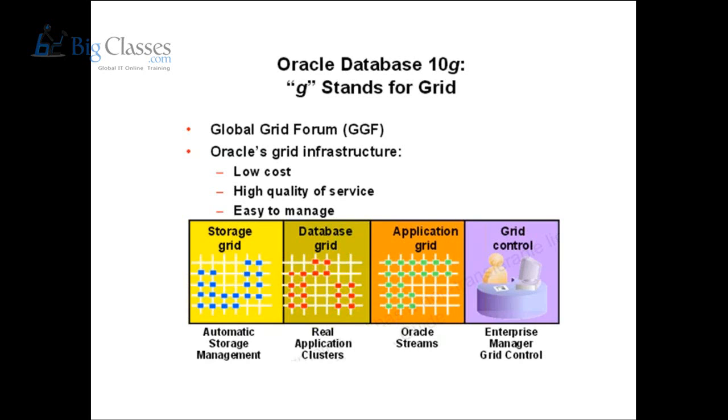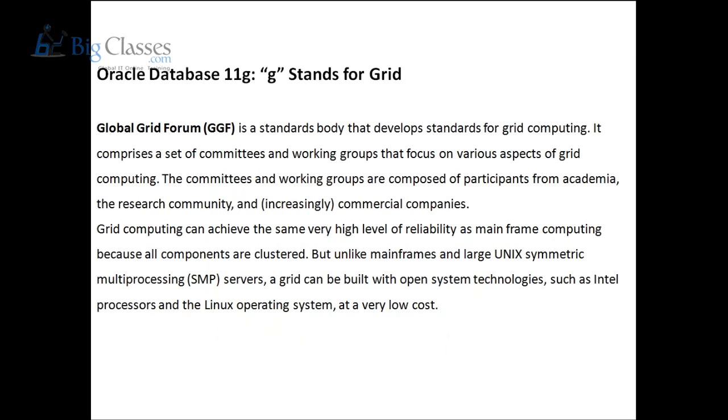Now, this grid architecture didn't come up all of a sudden. Okay, it gradually evolved, right? So there is a committee called the Global Grid Forum that developed the standards for grid computing. Okay, it comprises a set of committees and working groups that focus on various aspects of grid computing. So that means different people from different backgrounds have come together and helped this grid evolve. So working groups and committees are composed of participants from academia, the research community, and increasingly commercial companies, right? So as I say, some are from the research department, some are from the commercial companies, some are from academics. They've all come together and helped this grid architecture evolve.